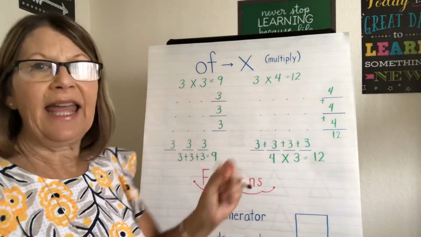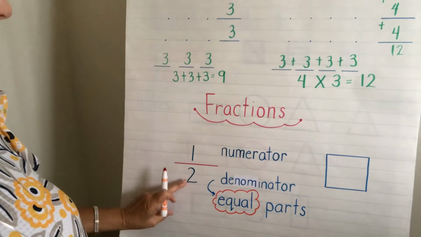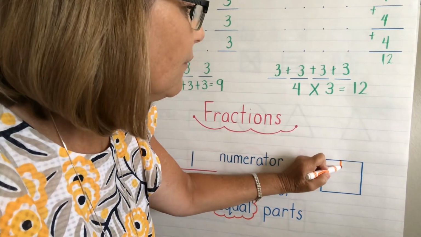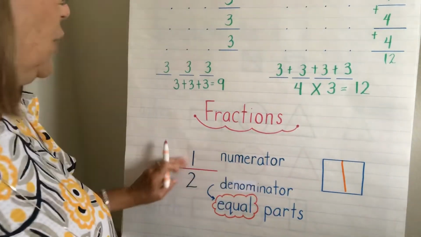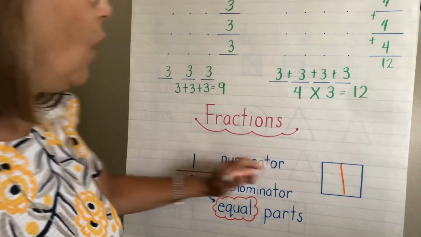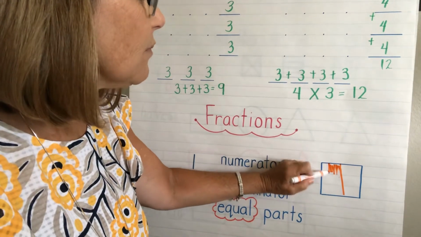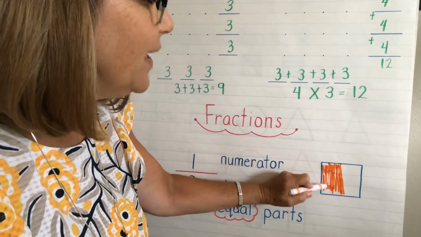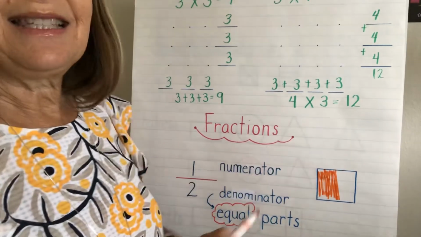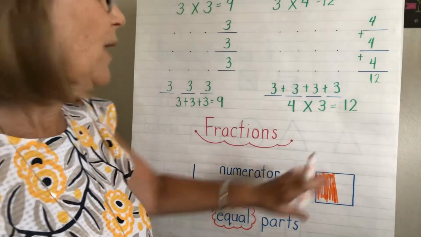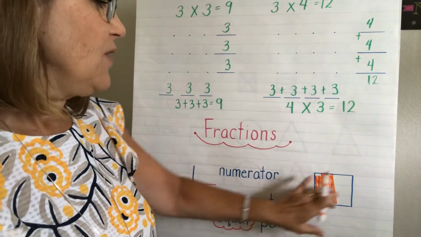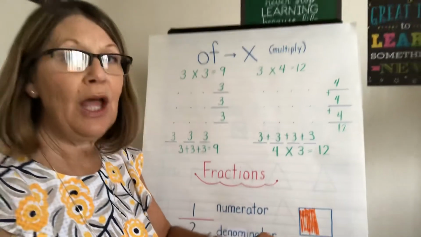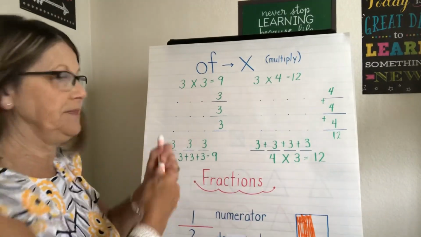So in this case, my denominator is telling me that I need to have 2 equal parts. My numerator is telling me to show one of those. So I'm going to color that in, although my line wasn't exactly straight there. But in this square, we are showing 1/2. There are 2 equal parts, and we are shading in 1 part.